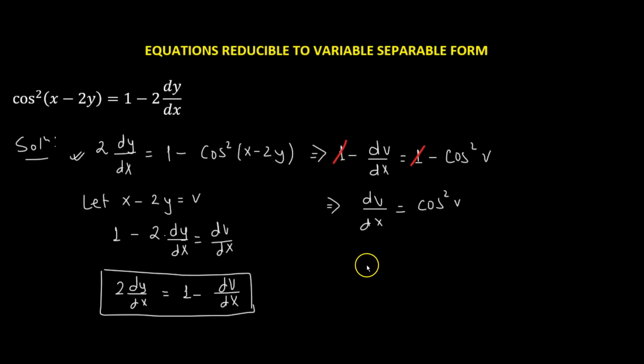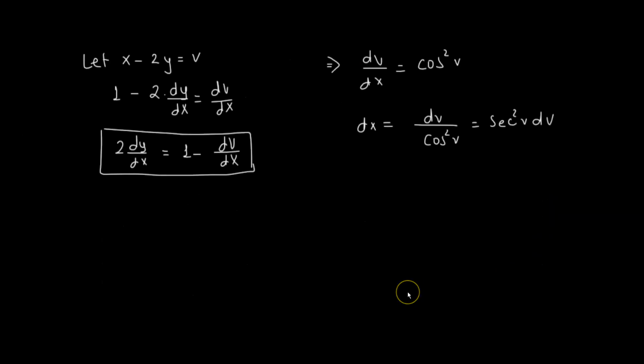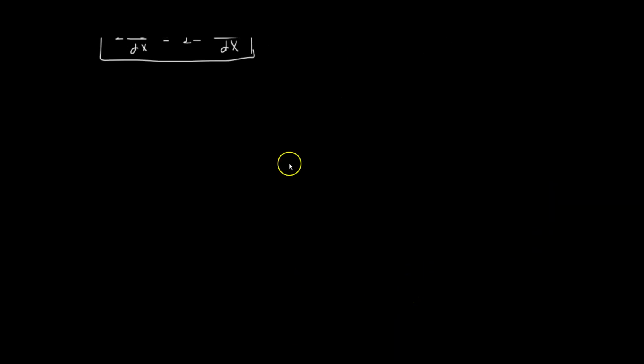When we separate the differentials we have dx equals dv over cos squared v. And we know that the reciprocal of the cosine function is the secant function, so we have dx equals secant squared v dv. So this is now in the separable form, so that means we can integrate both sides.